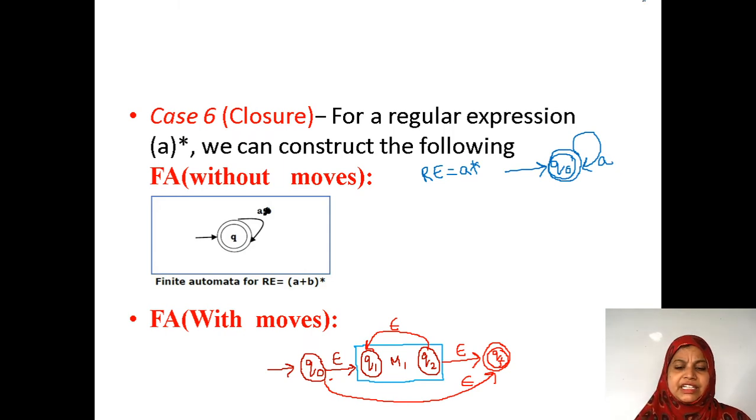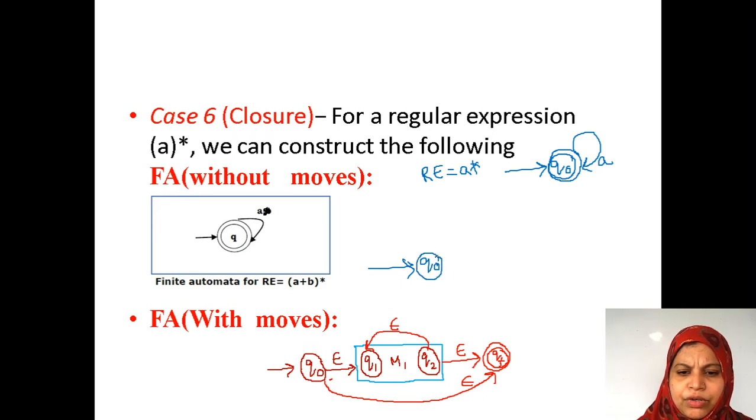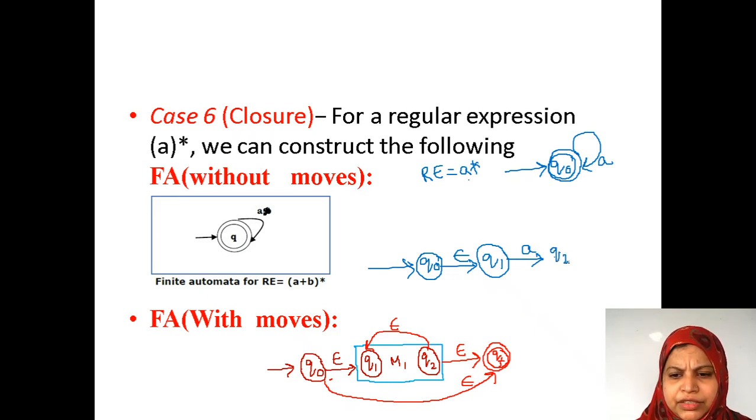Now here, if it consists of anything, q naught, epsilon, here with epsilon moves means first we have to take one initial state, this is q naught, then followed by the epsilon, then q1, what is m here, m is A, then q2, then followed by this epsilon, then qf or anything, my final state.